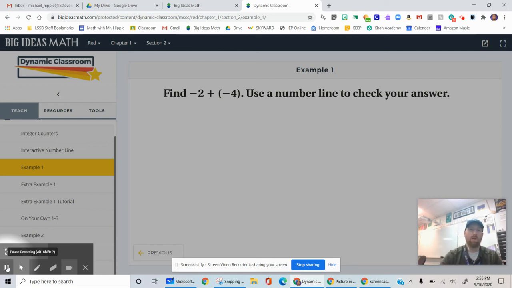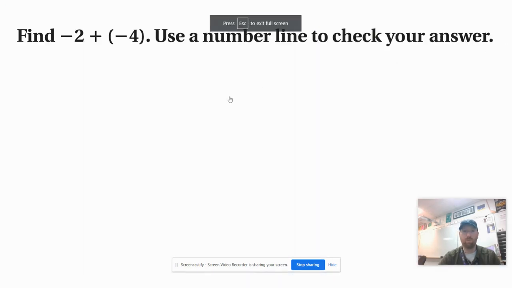We're going to look at section 1.2, which is adding integers. So, let me get full screen going here. All right, so my first example for you says find -2 plus -4, and it says use a number line to check your answer.